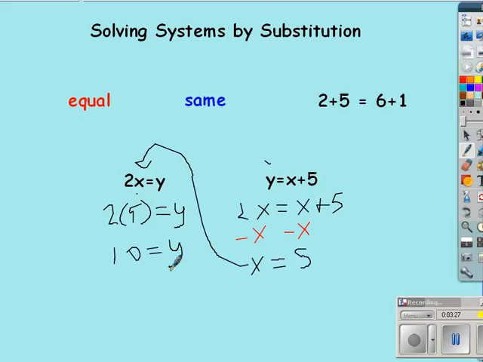So I've used my two equations to eliminate one of the variables and solve for my x. Then I used x and substituted it back in to find y. And now my final answer for this system of linear equations is going to be an ordered pair x, y: 5, 10. The ordered pair 5, 10 is the solution for this system of linear equations, 2x equals y and y equals x plus 5. We'll do another example here.